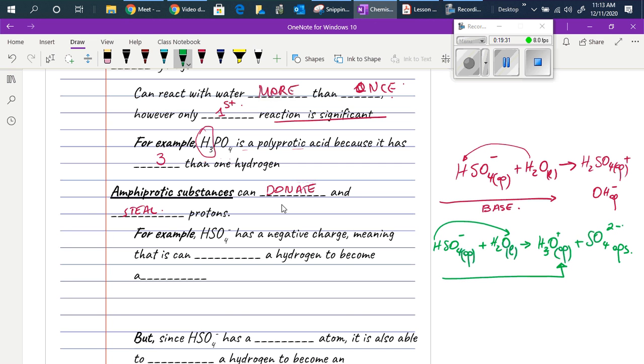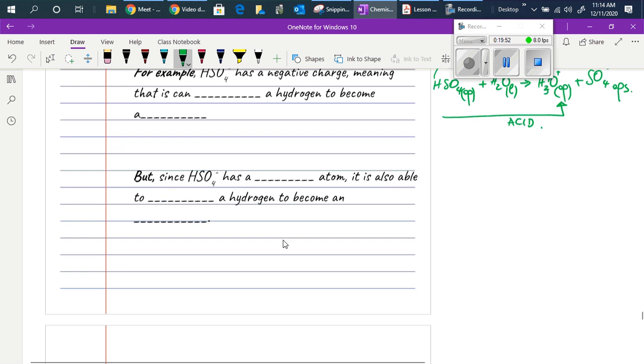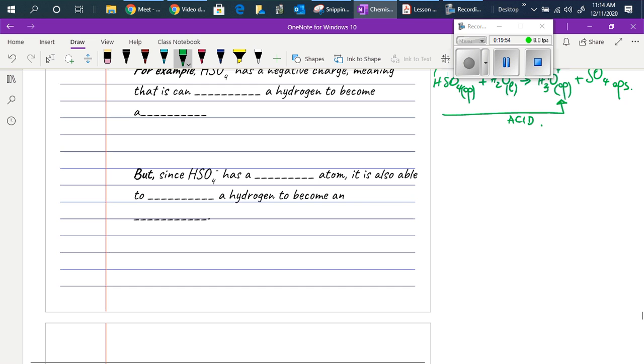Creating this time, based on the modified Arrhenius theory, an acid. So it can donate to create an acid, but it can steal to create a base. Okay, so those kinds of substances we will have to take into consideration as well.